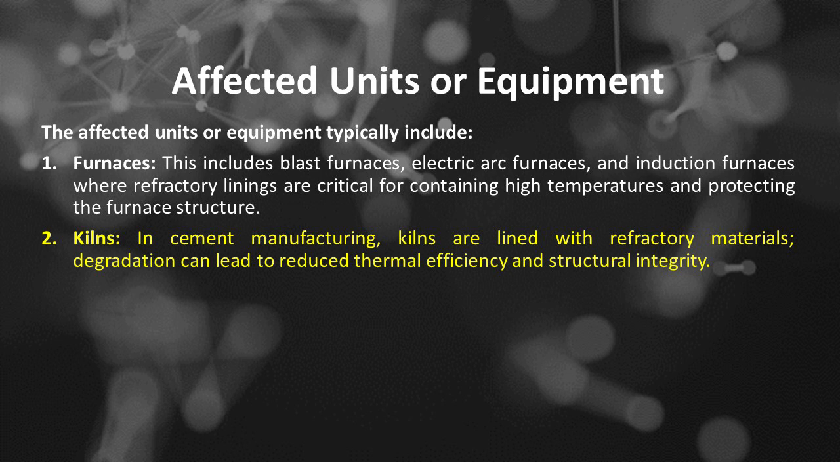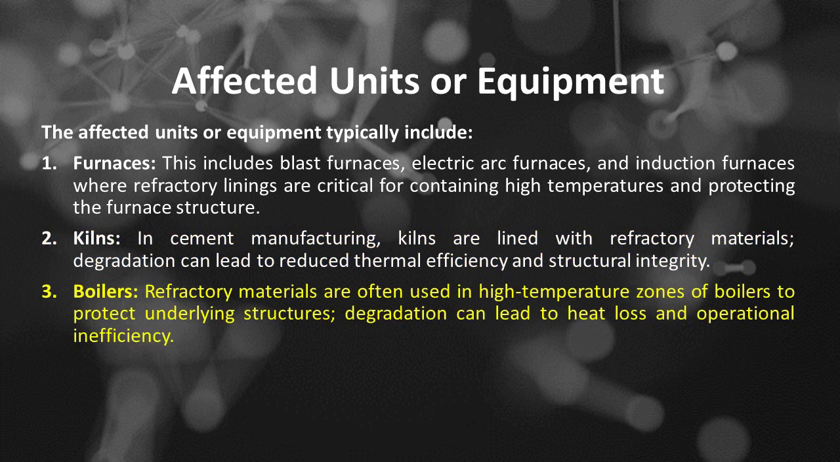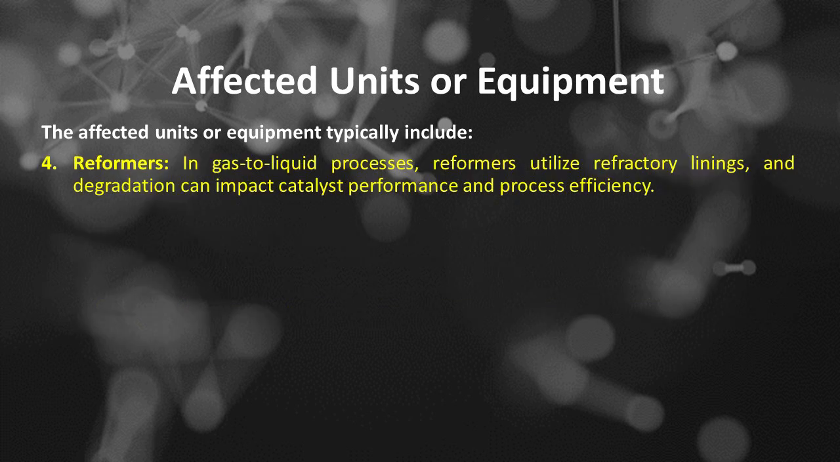In cement manufacturing, kilns are lined with refractory materials. Degradation can lead to reduced thermal efficiency and structural integrity. Number 3 is boilers. Refractory materials are often used in high-temperature zones of boilers to protect underlying structures. Degradation can lead to heat loss and operational inefficiency. Number 4 is reformers. In gas-to-liquid processes, reformers utilize refractory linings, and degradation can impact catalyst performance and process efficiency.